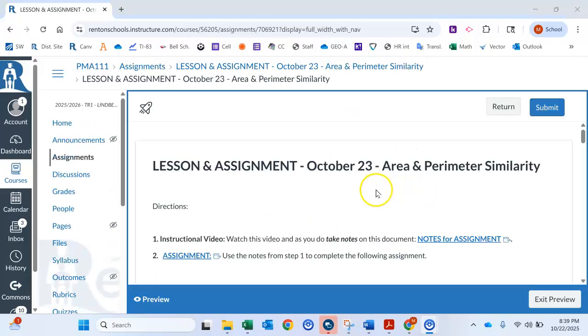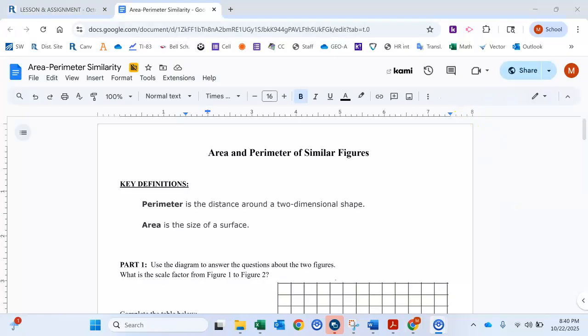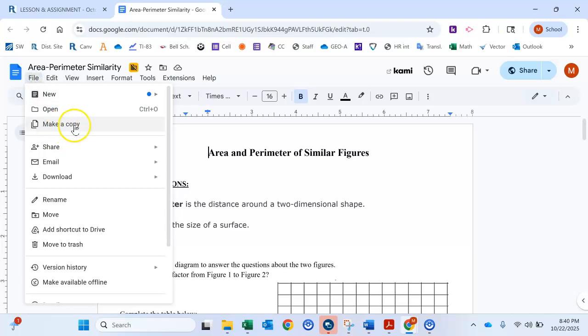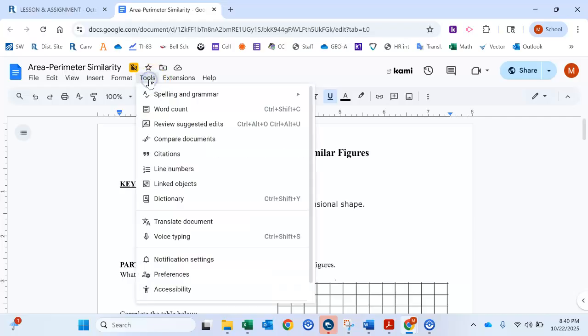Okay. So the first thing we've got is some notes. We're going to watch a video. Right now you're watching the video, so you've already clicked on that. The first thing I want you to open is some notes here. When you open this, remember, you're going to need to make a copy so you can make notes on it. So make a copy like that. And then if you need to translate it, you can also translate it like here, okay?